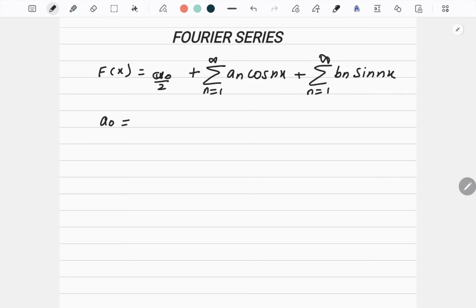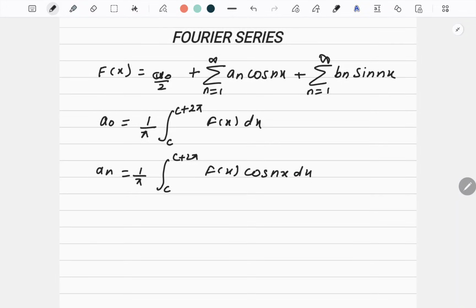For example, a0 can be obtained by using the formula 1 upon pi integral from c to c plus 2 pi f(x) dx, right? an is equal to 1 by pi integral from c to c plus 2 pi f(x) cos nx dx. bn is equal to 1 upon pi integral from c to c plus 2 pi f(x) sin nx dx. These three are called the Euler's formulas.